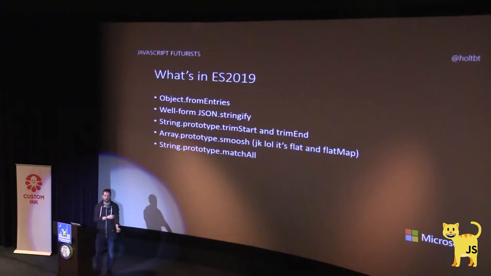Trimstart and trimend let you trim white space off of the beginning or end of strings. That's going to ship with ES2019. Most of these are already stage 4, so they've already landed in browsers. Stage 4 means that it is finished, done, and it'll be included in the next spec.